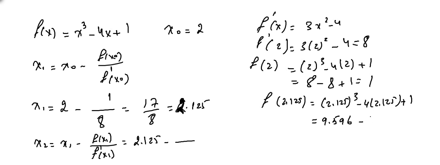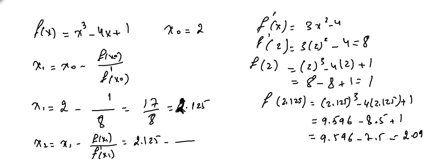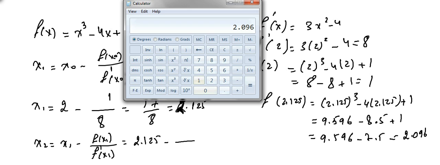Minus 4 times this value, which is 8.5, plus 1. So the answer will be 9.596 minus 7.5, so this value minus 7.5. Let me write it. 9.596 minus 7.5 is equal to 2.096, I guess. I can't really figure out the numbers on the computer.